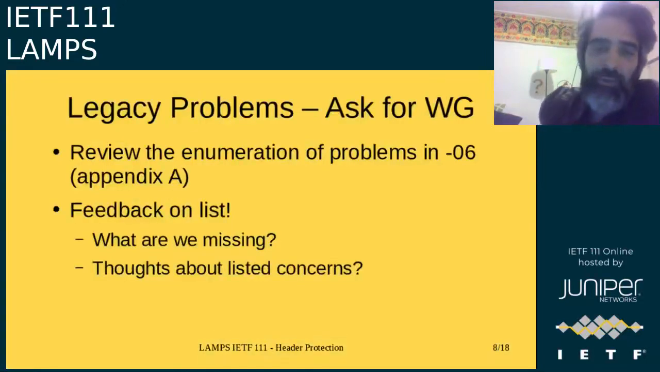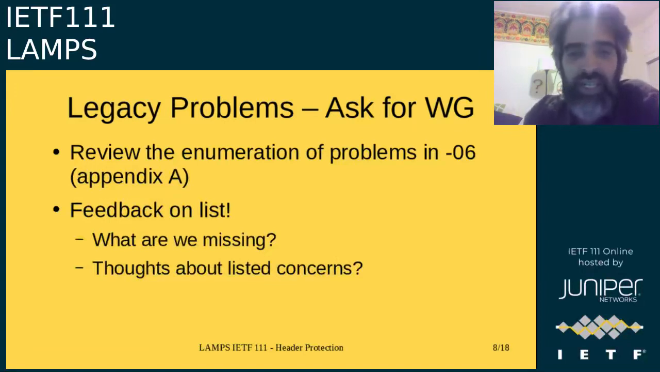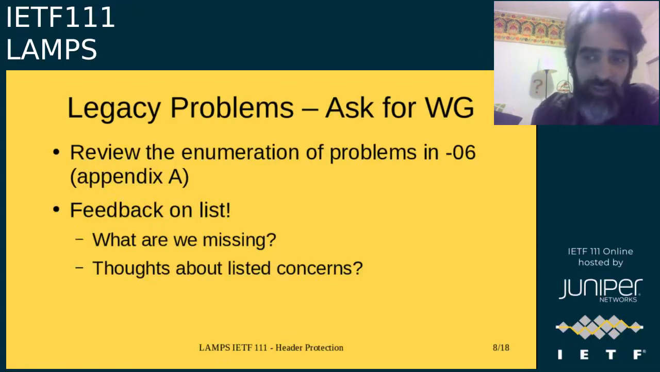So these are some asks for the working group. I hope if you're here in the working group, you're thinking about these questions. We'd like you to take a look at the enumeration of problems that we have. They're in Appendix A of Draft 6. Please take a look at those and give us feedback on the list. Did we miss a problem that happens when we look at these messages or reply to them in a mail user agent that you care about? Are any of those concerns actually not concerns? What do you think about them? Are some of them much worse than others? We want to know what you think about the concerns that are listed there. We hope that folks will do those things.